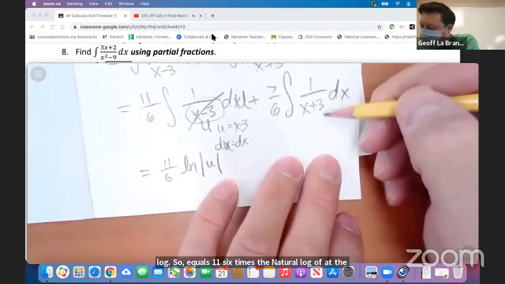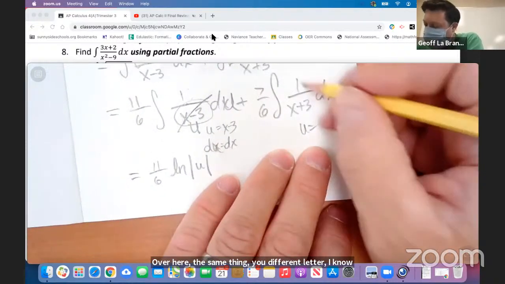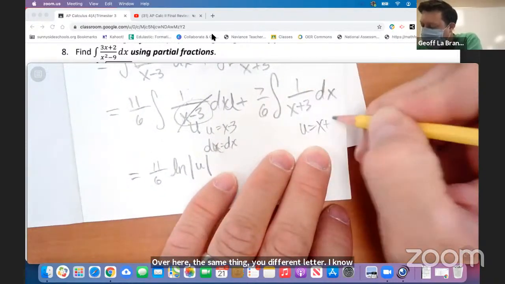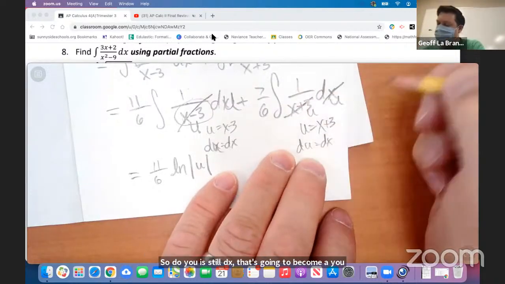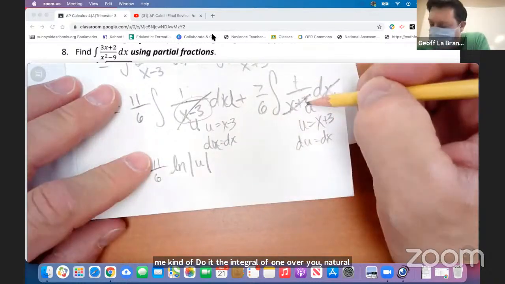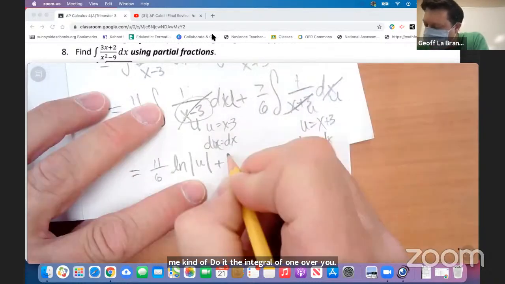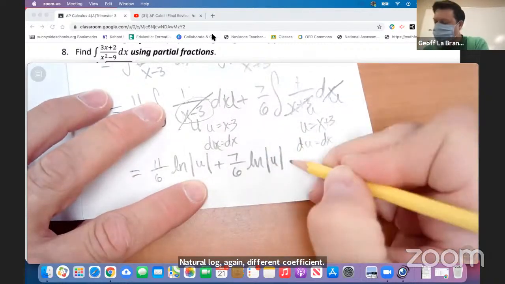Over here, the same thing. U, a different letter. I know it's written the same, but for this problem, the u sub is x plus 3. So du is still dx. That's going to become a u, that's going to become a du. It's the integral of 1 over u. Natural log again, different coefficient. Natural log of u plus c.